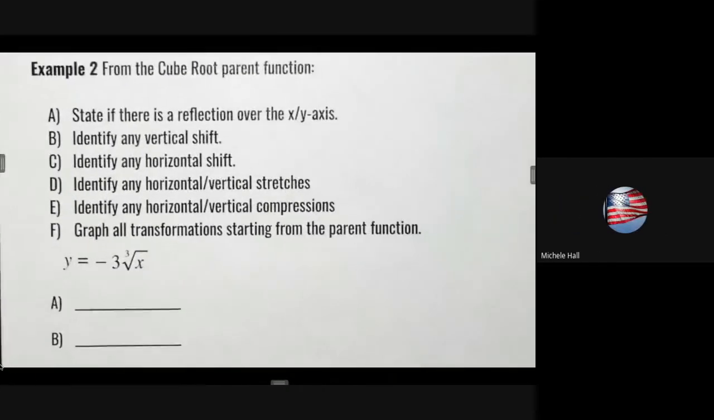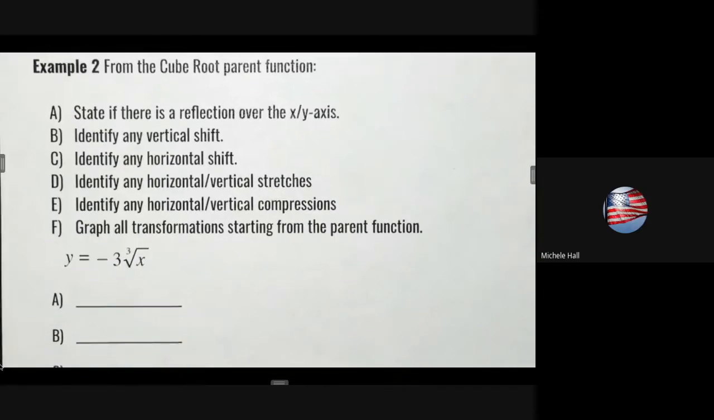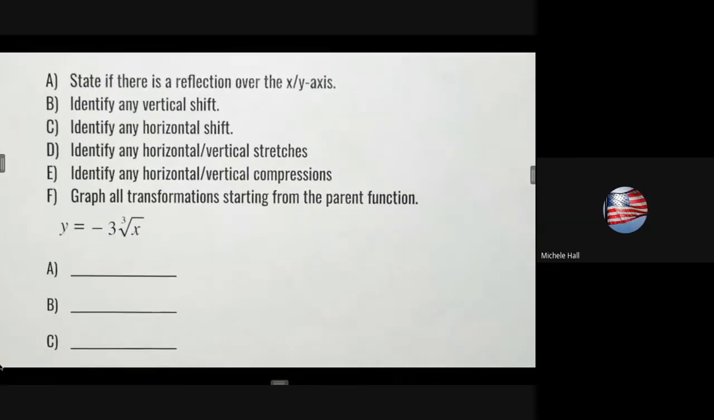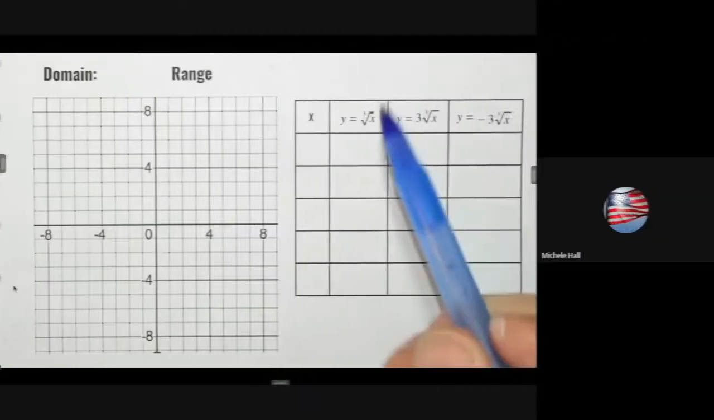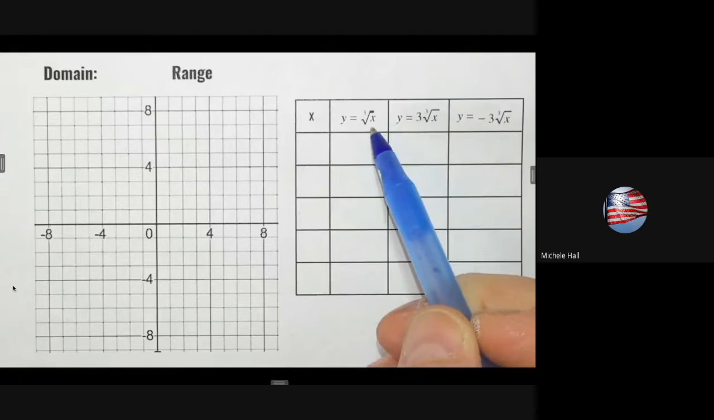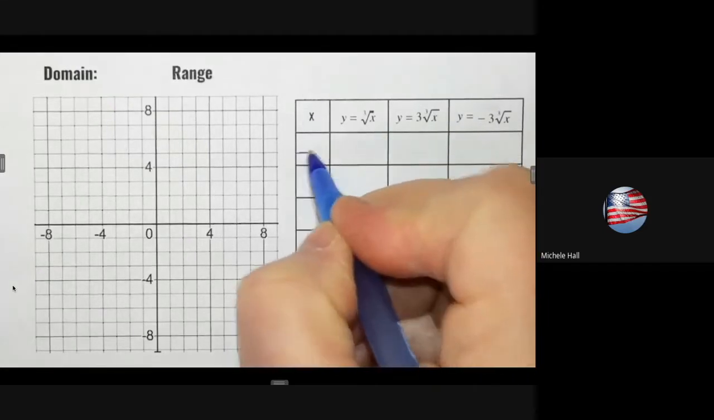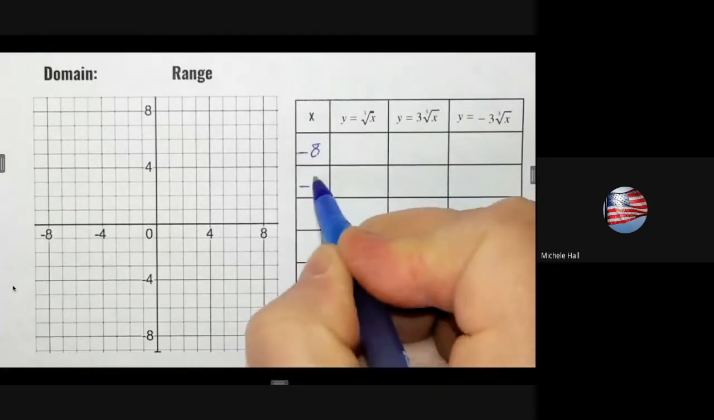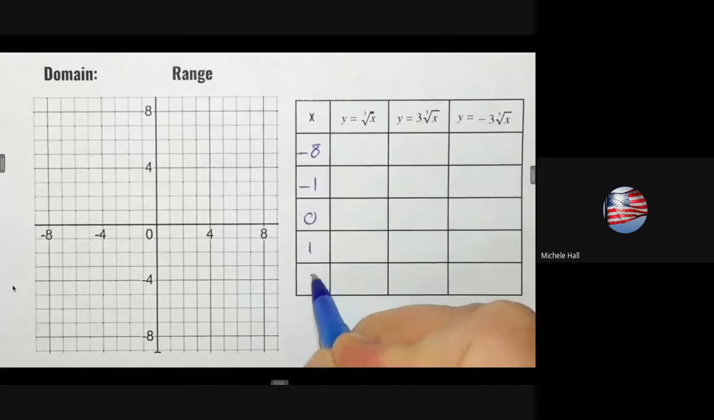Example 2. From the cube root parent function, we are going to look at these transformations. We can see the cube root, there's the parent function, and then it's being multiplied by 3 and it's being multiplied by a negative. We're going to start with the parent function. For a cube root, we can have negatives, it's an odd root, and we can have negatives under the radicand. Let's do -8, that's a perfect cube, -1, 0, 1, and 8.